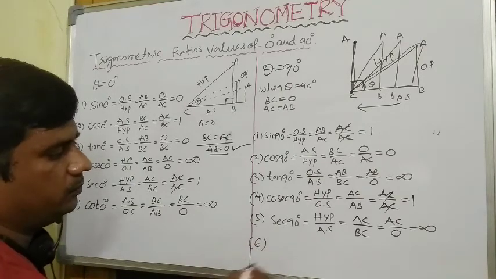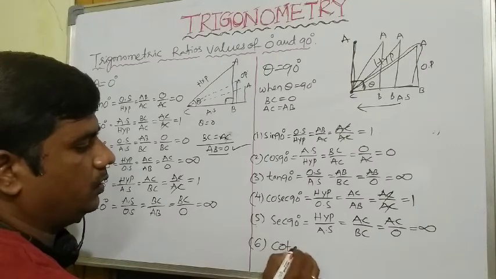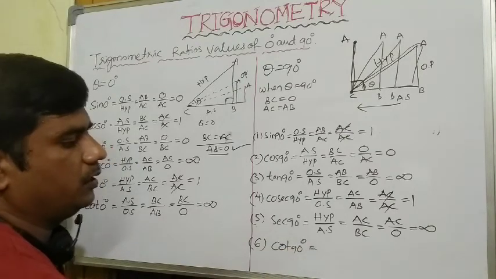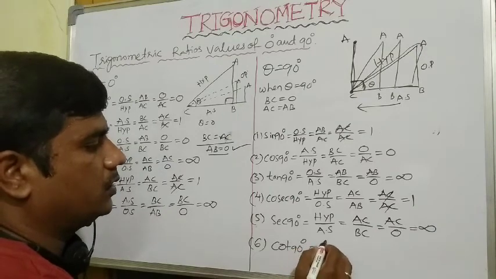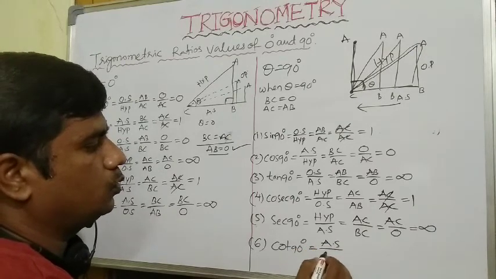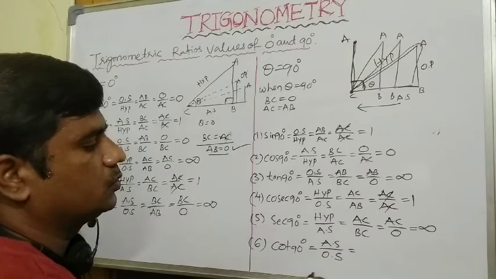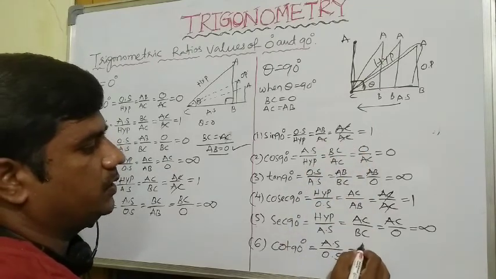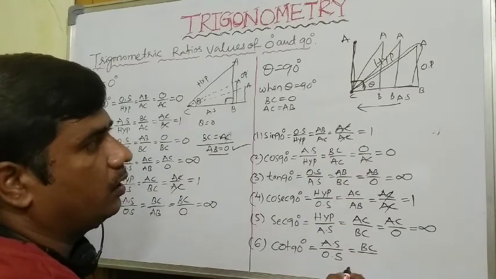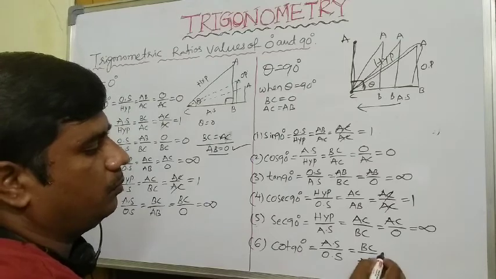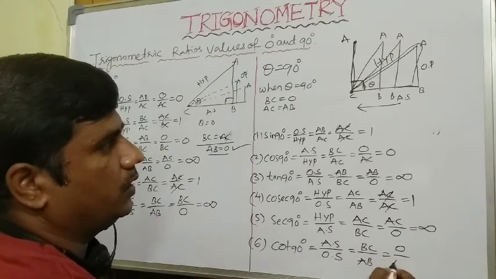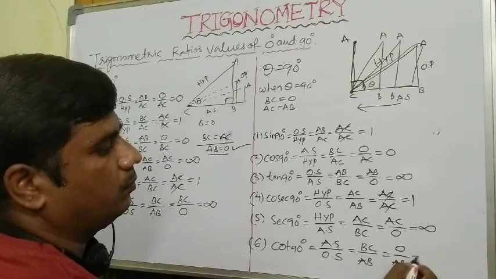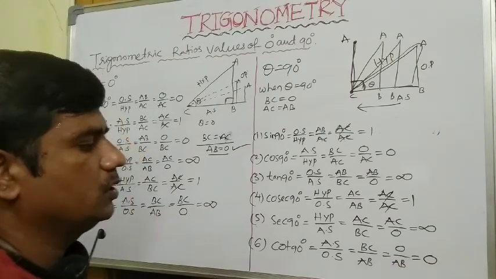Next, sixth one, cot 90. Cot 90 value is the ratio of the adjacent side to the opposite side. The adjacent side is BC and the opposite side is AB. So BC value is 0 by AB. But 0 by something equals 0.